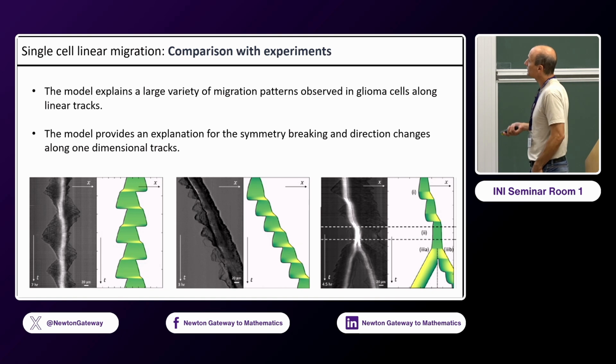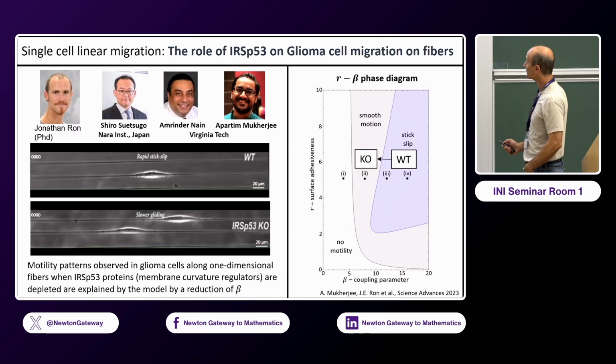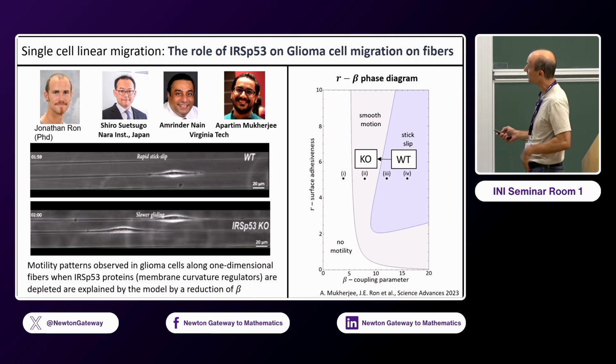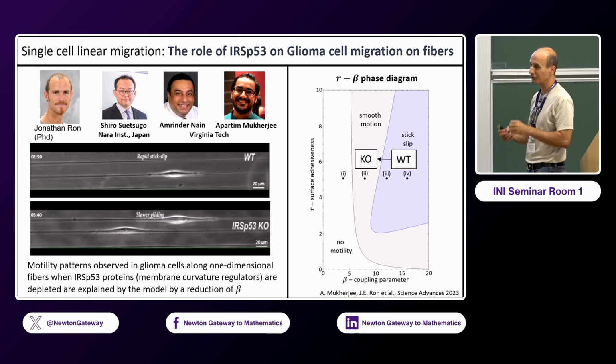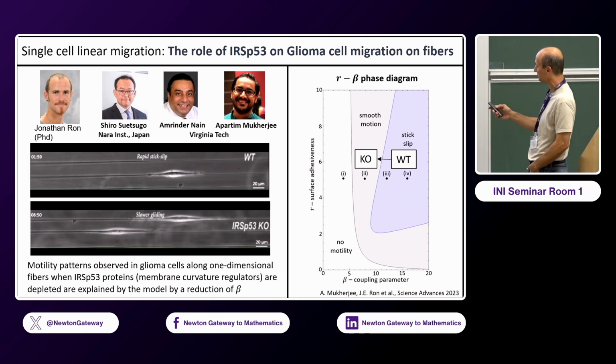So using this model, we could explain many features that were observed in one dimension for just a simple cell moving along a track. And what was nice is that there was then this experiment done by Amrinder at Virginia Tech, where instead of 1D lines, he was actually making cells move on a tightrope. So these are fibers, super thin fibers on which the cells are moving.